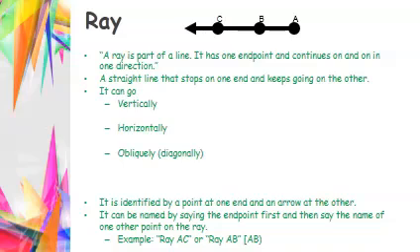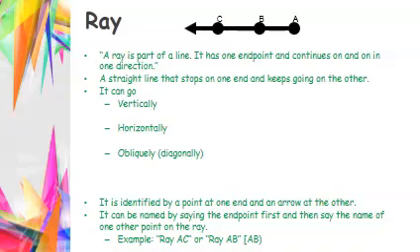And here we go for the third type of lines, which is the ray. A ray is a part of a line, but it has one end point and it continues on and on in only one direction.